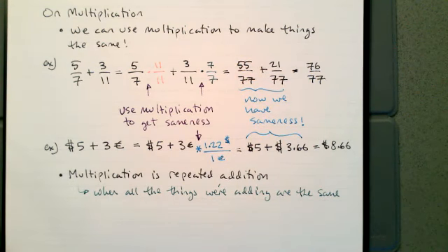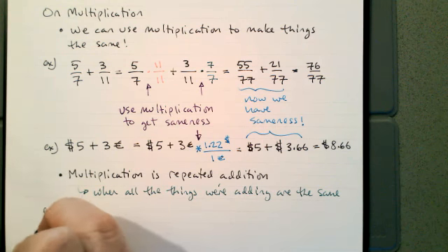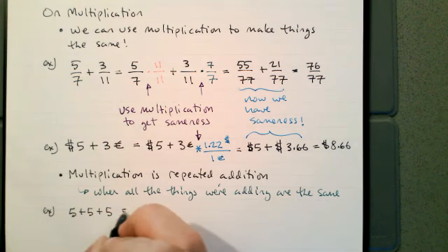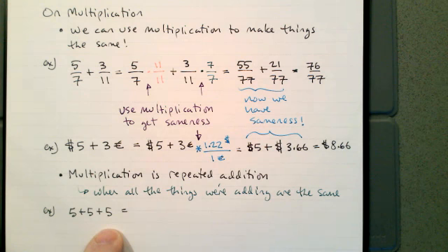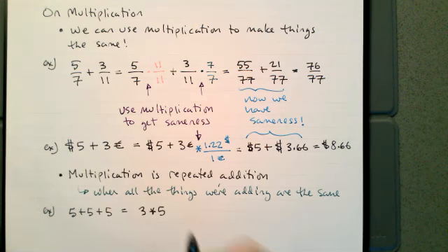So this is what I mean when repeated addition means all the things that we're adding are the same, so we'll use multiplication. So for example, if I have 5 plus 5 plus 5, I'm adding a bunch of 5s. They're all the same. It's just repeatedly adding 5. So that's 3 times 5. There are 3 5s.